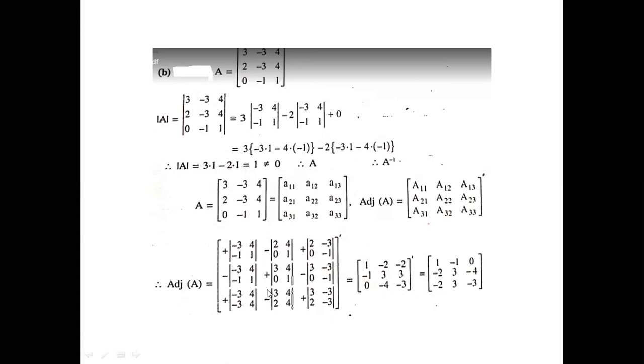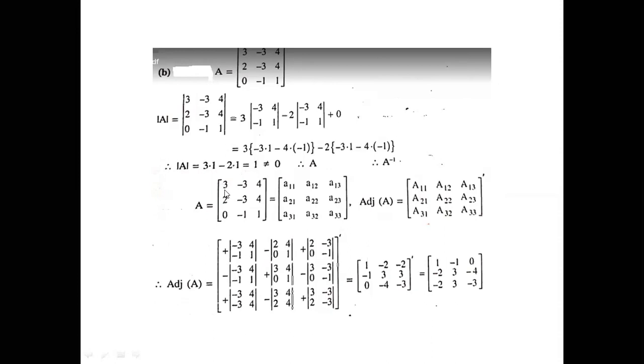Now we find the adjoint of A. Before we go into the next step, we have to find the cofactor of this matrix A. After finding the cofactors, we transpose all of them, and we get the adjoint. We transpose the matrix after finding the cofactor.